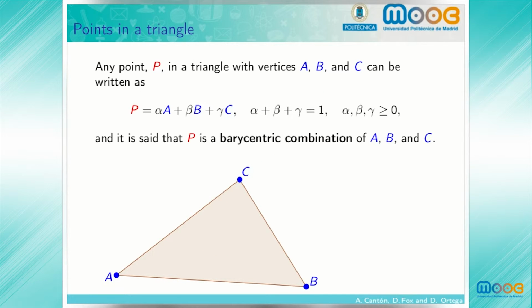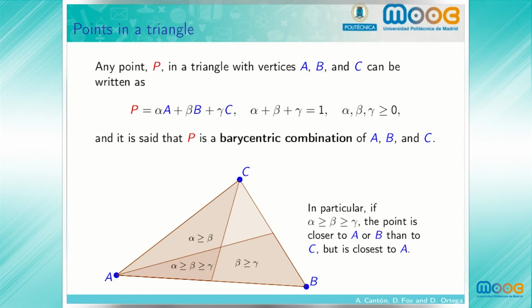Any point in a triangle with vertices A, B, and C can be written as a combination alpha A plus beta B plus gamma C, with alpha, beta, and gamma summing to 1 and non-negative. And we say that P is a barycentric combination of A, B, and C. The relative values of alpha, beta, and gamma describe the relative position of the point with respect to the vertices. So for instance, if alpha is bigger than beta, then the point is closer to A than it is to B. If beta is bigger than gamma, then the point is closer to B than it is to C. If alpha is bigger than gamma, then the point is closer to A than it is to C.